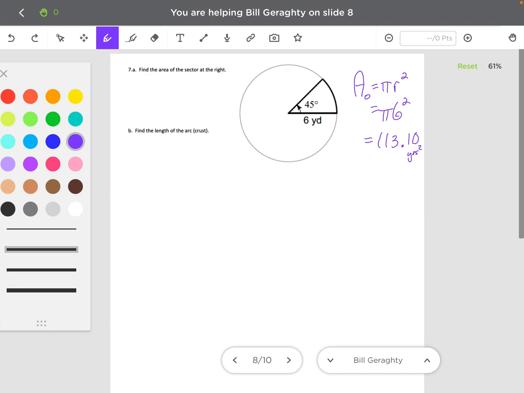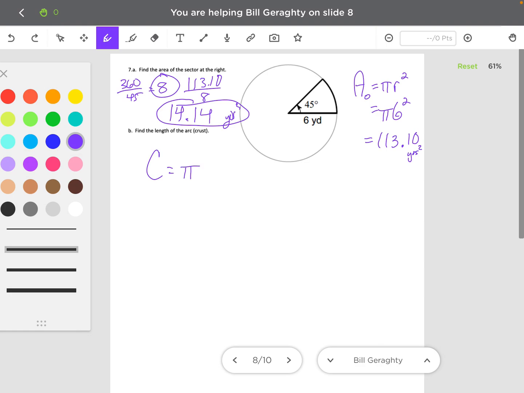It wants only the 45-degree piece. How many 45-degree pieces in a circle? There are 8 equal pieces. So what I have to do with this area is take the 113.10 and divide it by 8. So the area of that one sector, 113.10 divided by 8, is giving me 14.14 yards squared.